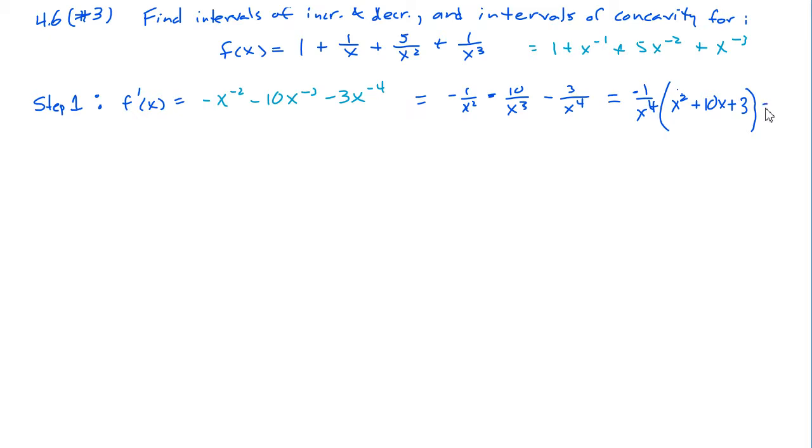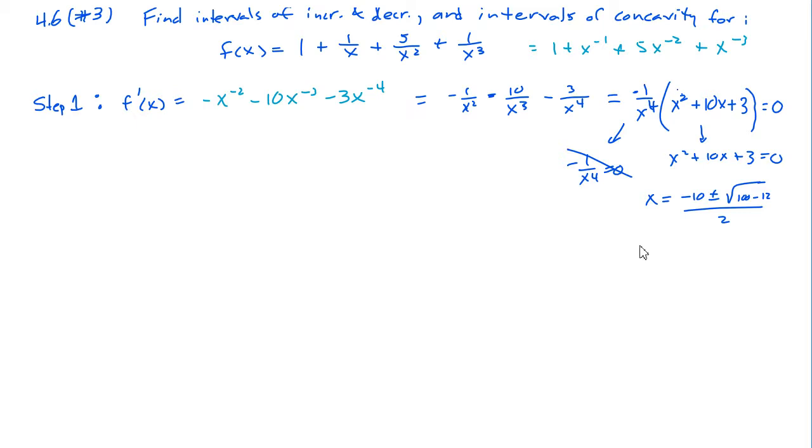And of course, we want to set this equal to 0 to find the critical points where the function's changing from increasing to decreasing. So this first factor is never 0. So negative 1 over x to the 4th equals 0 has no solution, right? And then this x squared plus 10x plus 3 equals 0 is quadratic. It doesn't look like it factors, so we'll use the quadratic formula. So x would be negative b plus or minus the root of b squared minus 4 times a times c, which is 12, all over 2a.